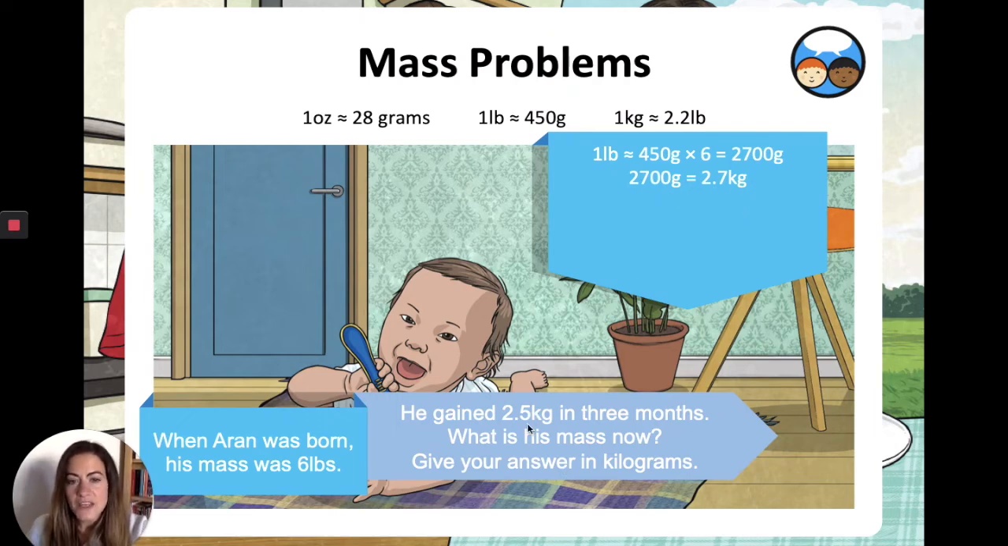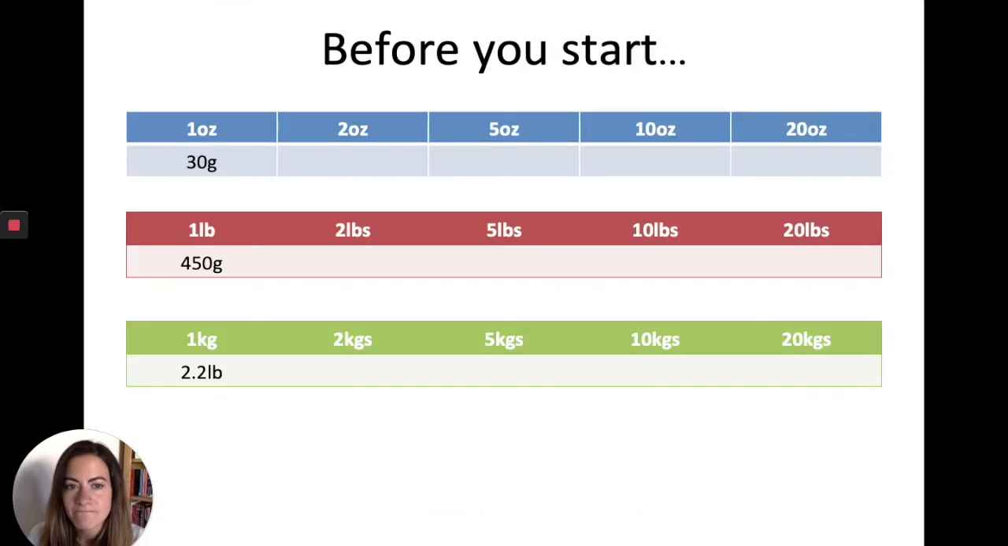Now we can do our sum of adding them together. He was initially 2.7 kilograms. He's gained, which means added more, 2.5 kilograms. So altogether now he weighs 5.2 kilograms. Hopefully you got on okay with that one.